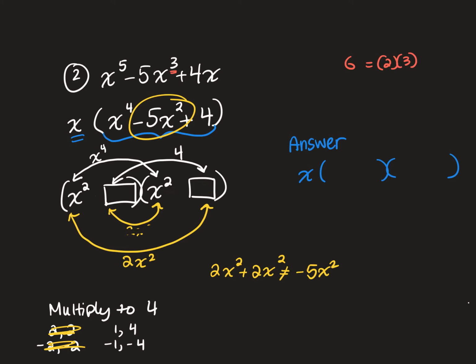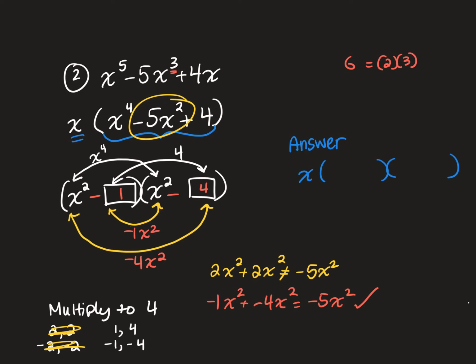So let me get rid of some of my work here, and then we'll go ahead and try the negative 1 and negative 4. So let's try negative 1, negative 4, and see what happens here. So when I multiply my outside terms, I'm going to get negative 4x squared. When I multiply my inside terms, I'm going to get negative 1x squared. And when I add those together, negative 4x squared and negative 1x squared, I get negative 5x squared, right? So that's what I need. That's what I was hoping to get.